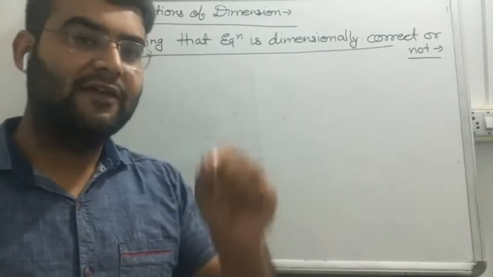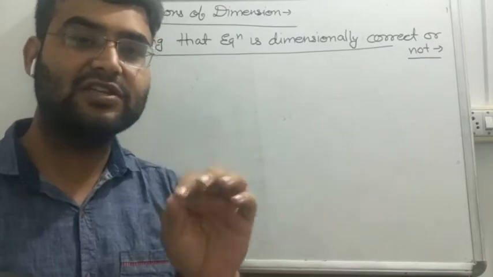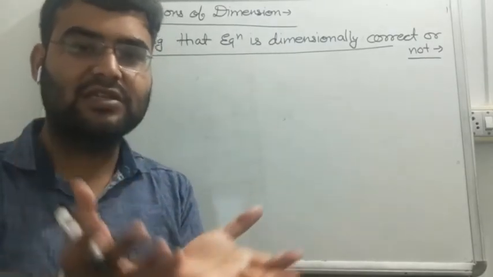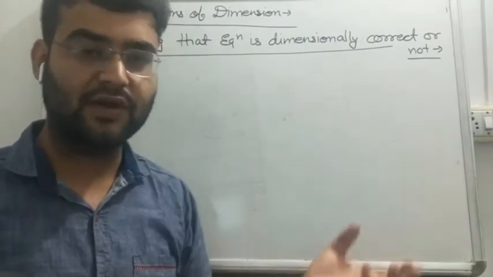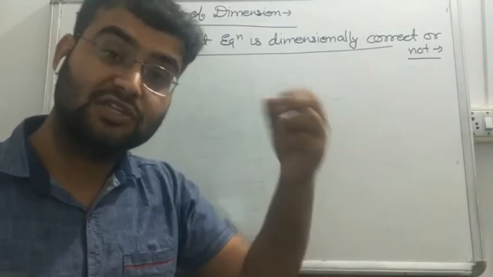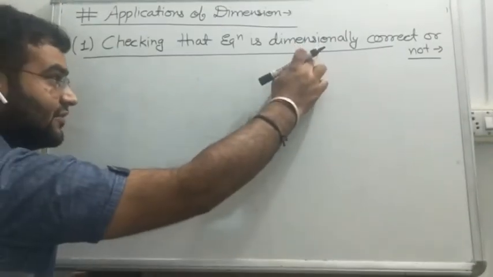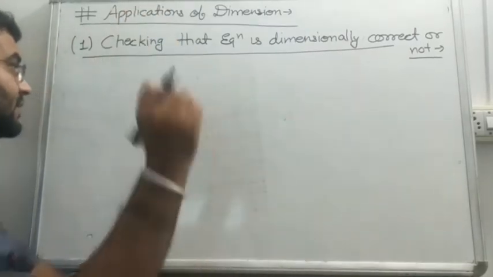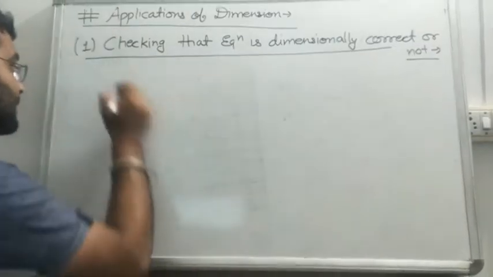Because students, if any equation is not dimensionally correct, it means that equation is wrong. If any equation consists of some physical quantities and that equation is dimensionally wrong, that means the equation is wrong. That's why we can use dimensions to check whether an equation is dimensionally correct or not. How? Let's see. For this, first of all, learn one thing.